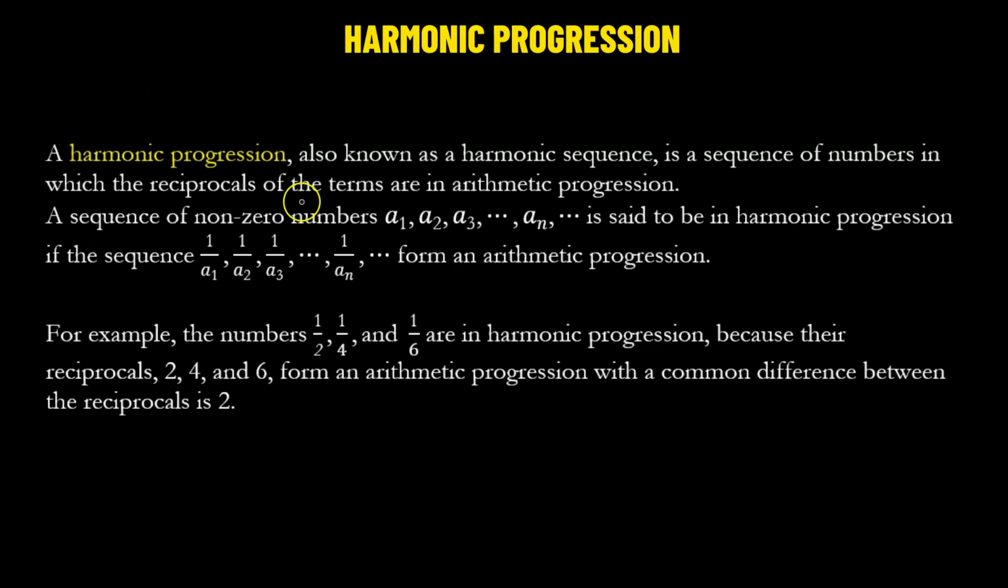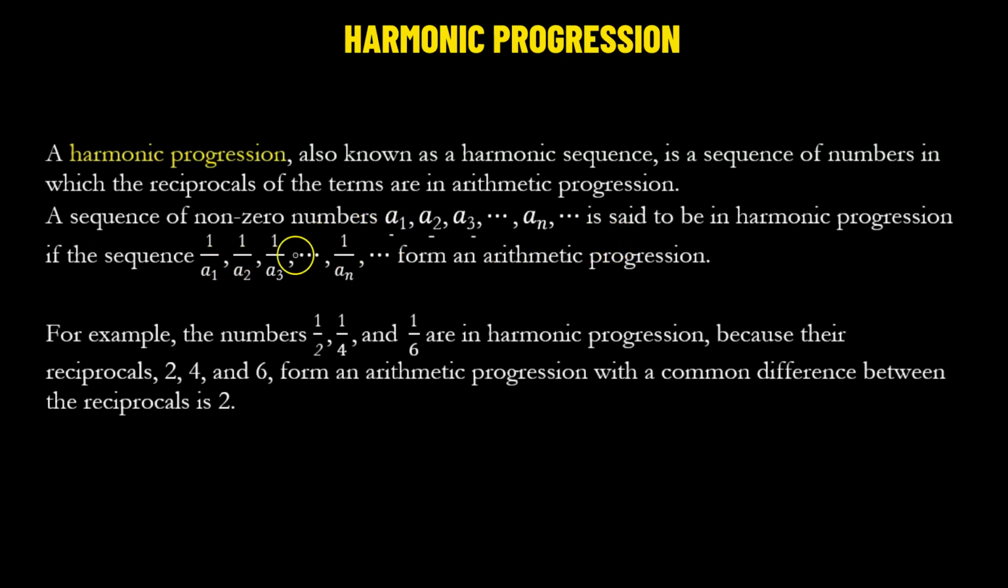So let's try to understand a harmonic progression or a harmonic sequence. It is a sequence of numbers in which the reciprocals of the terms are in arithmetic progression. Meaning, let's say we have a sequence of non-zero numbers a1, a2, a3, and let's say these numbers are in harmonic progression, provided we take the reciprocal of each term.